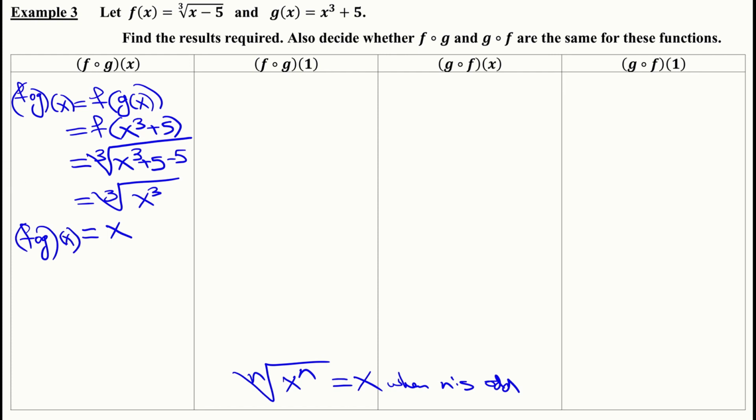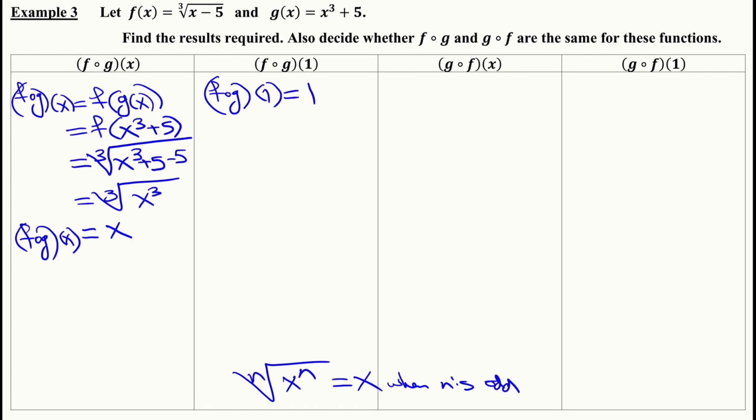Now, what is f circle g of 1 going to be? Well, here is f circle g of x. So f circle g of any number is itself. So what is f circle g of 1 going to be? Well, it's going to be itself, which is 1. So this is particularly a simple one. But I wanted to deal with it because as soon as some people say cube roots, etc., they panic. So I just wanted to show you how simple some of these can be.